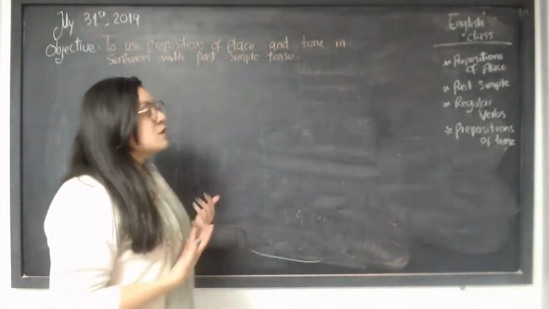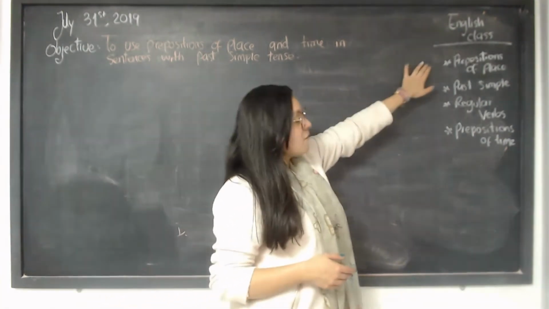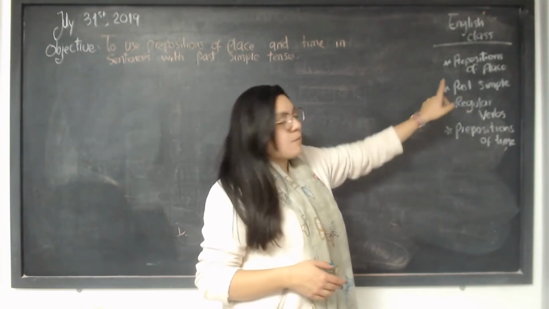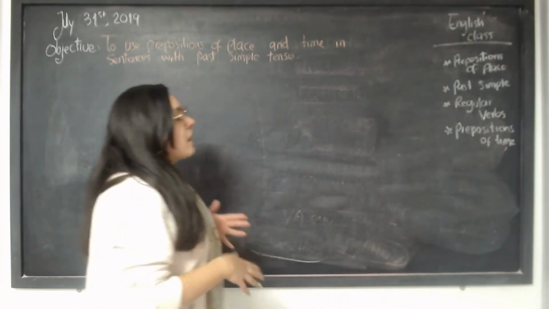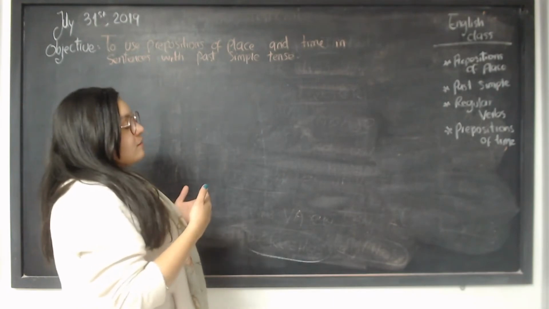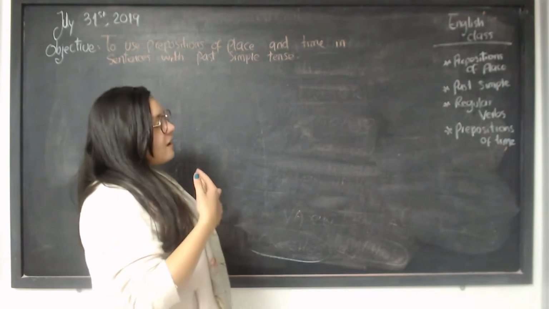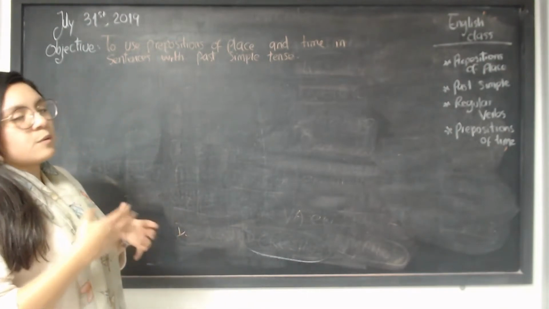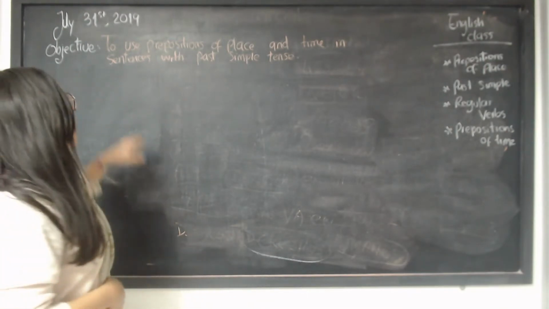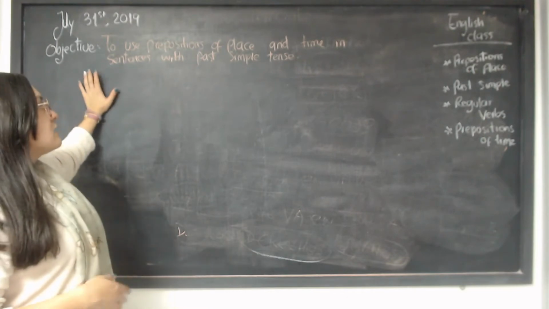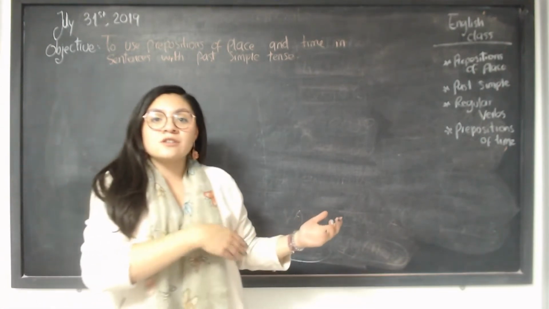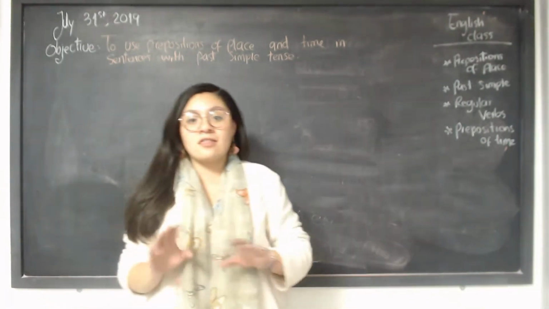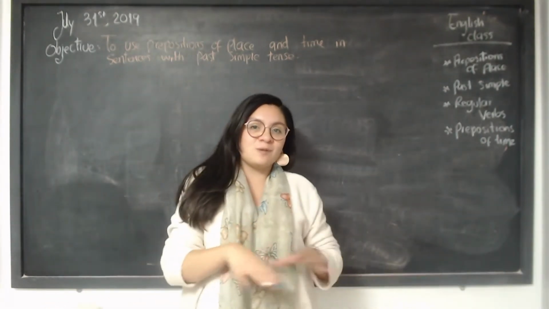So, the topics of our class are going to be prepositions of place, prepositions of time, regular verbs, and past simple, okay? Entonces, vamos a ver past simple, verbos regulares, and we're going to add them to prepositions of place, okay? So the objective of the class today is going to be to use those prepositions of place and prepositions of time in sentences with the present, with the past simple tense, okay?